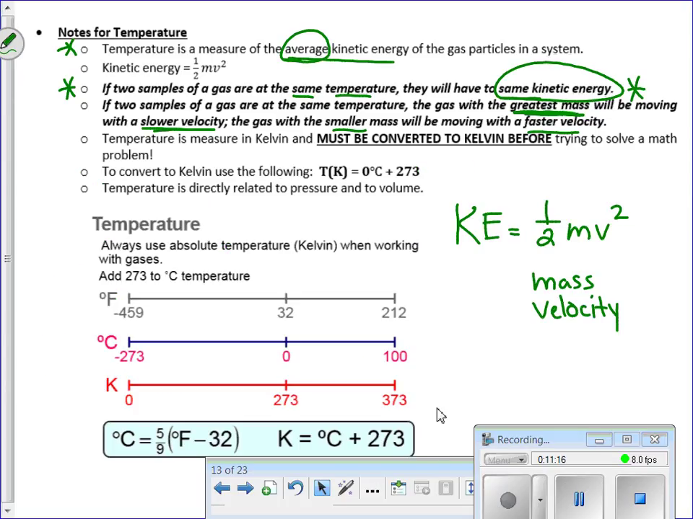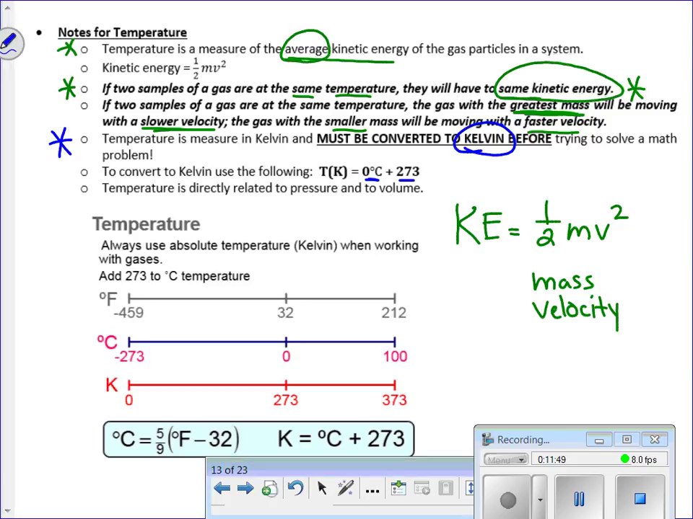All right, it is super important for you to pay attention to this next bullet point. When we are solving math problems, specifically for gas laws, the temperature must be converted to Kelvin before you solve the problem. Temperature in Kelvin is found by taking your degree Celsius temperature and adding 273 to that. Okay? Temperature is also directly related to pressure and to volume.